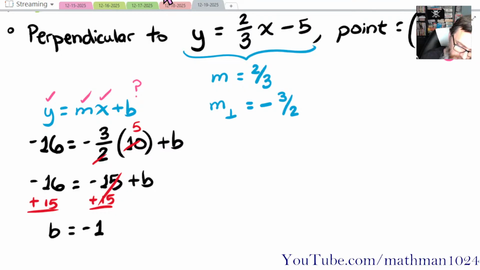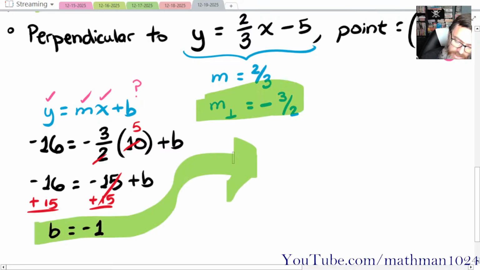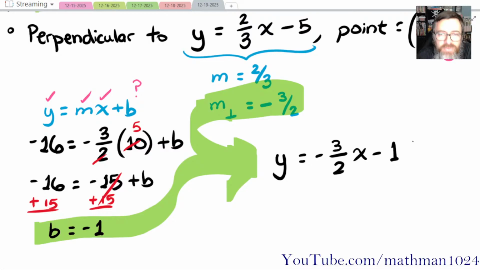So now we take our slope and our y-intercept, and we put these guys together, so we have y equals negative 3/2 x minus 1. So we take the equation that was given, we identify its slope, and then we find the negative reciprocal so that we can find the perpendicular slope, combining that with the ordered pair, and we have our equation.